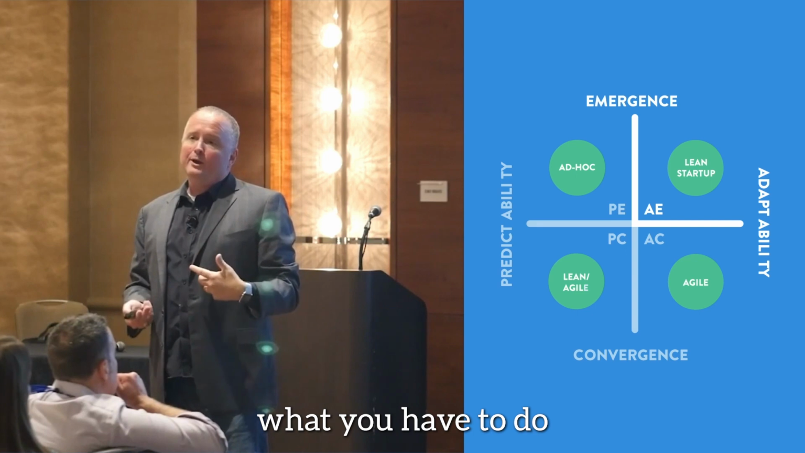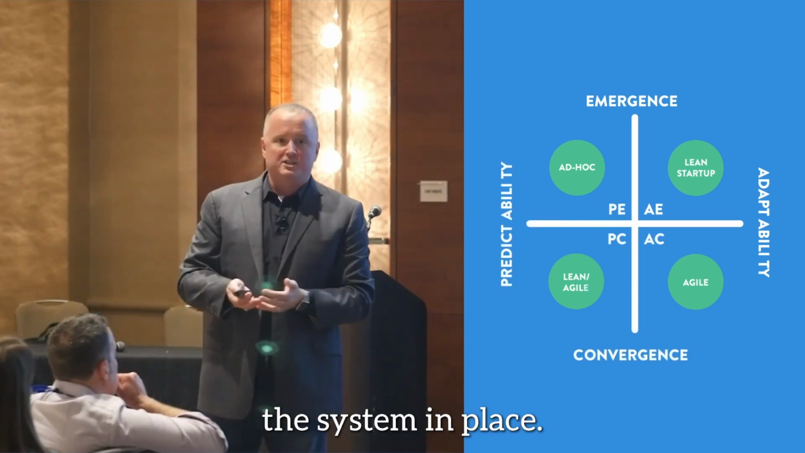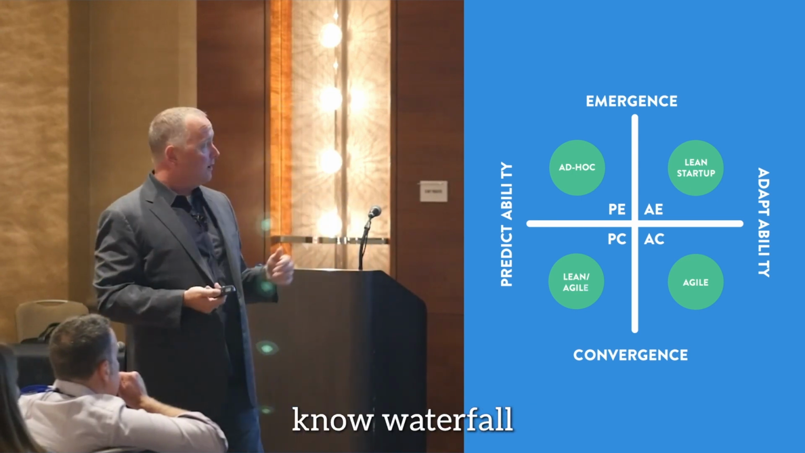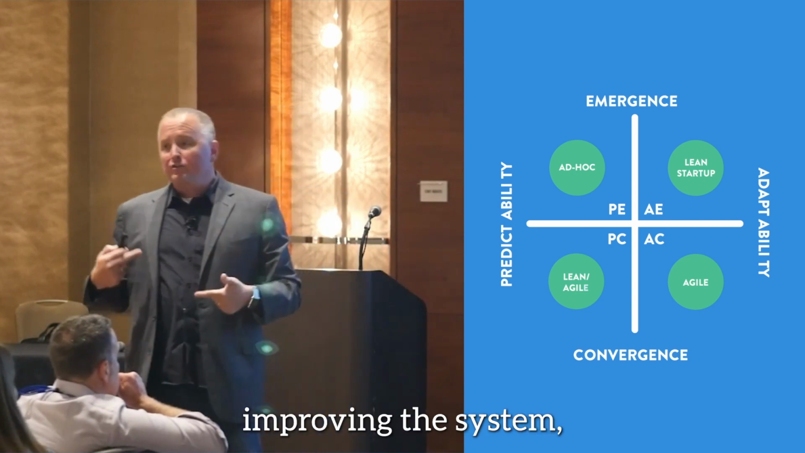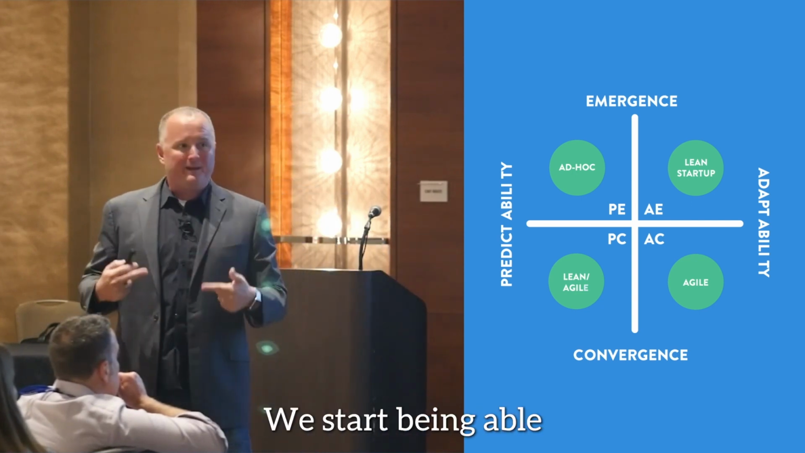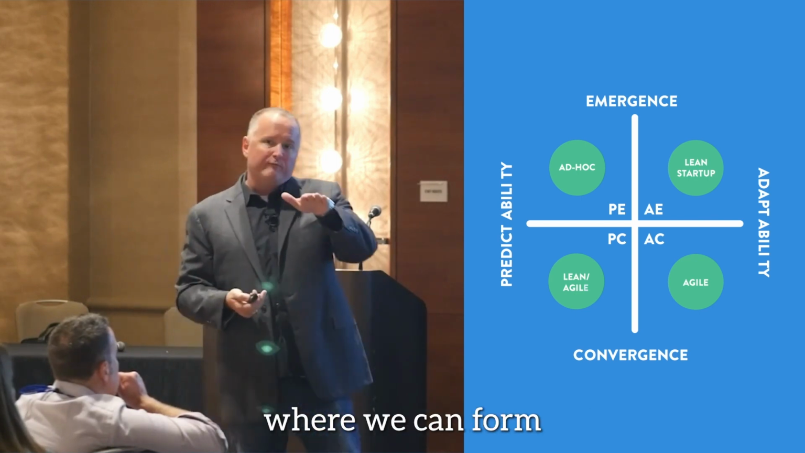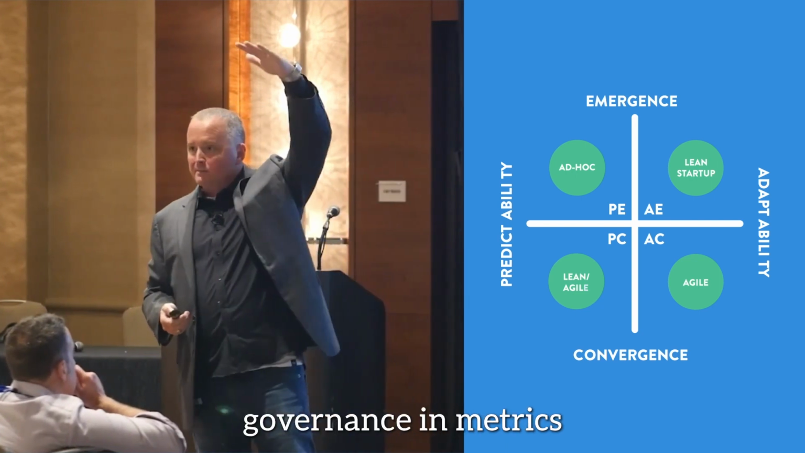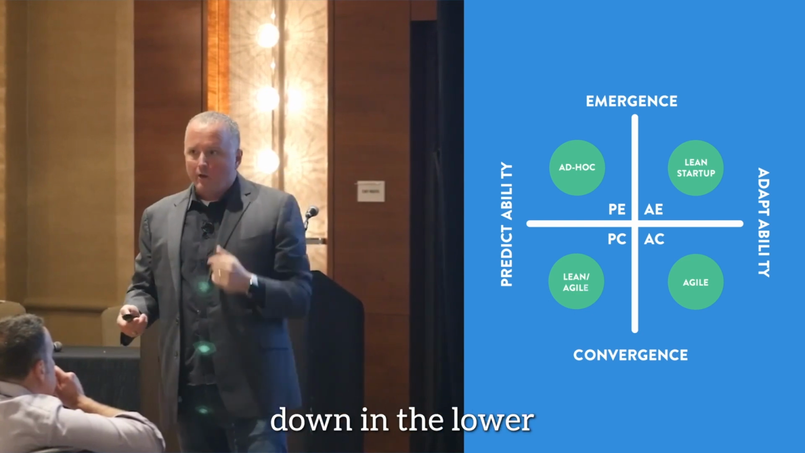A lot of times what you have to do is come down into the lower left, stabilize the system in place, and get predictable, but not doing like waterfall. We're gonna do something like lean agile there. As we start improving the system, we start being able to reduce batch size and break dependencies, right? We start creating the conditions where we can form teams, build backlogs, produce working tested software, and do structure, governance, and metrics at scale, right? We can home base down in the lower right quadrant.